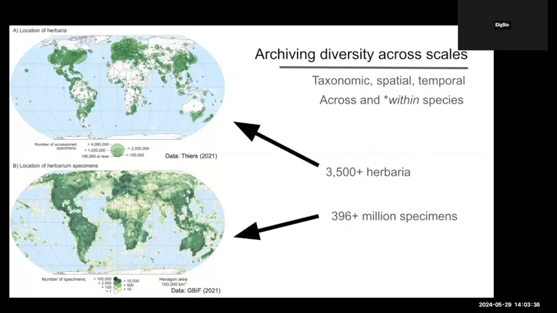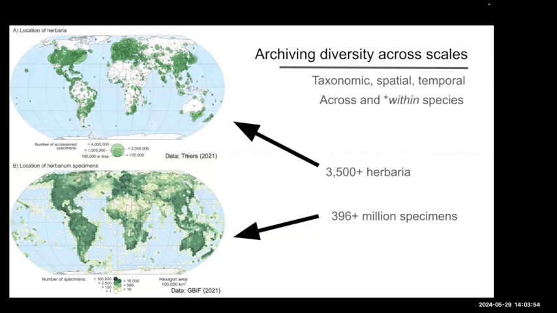As many of you may know, herbaria, and biological collections at large, but we're focusing in on plants, archive diversity across scales: taxonomically, spatially, temporally, both across species and within species. So here's a map showing more than 3,500 herbaria distributed across the world, with more than 396 million specimens and counting.